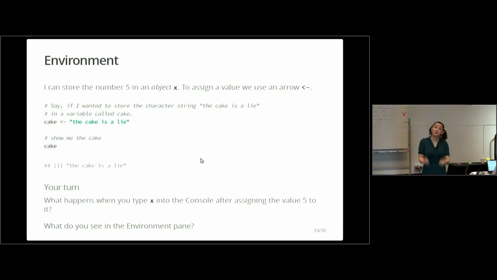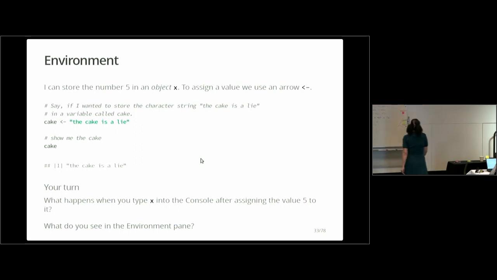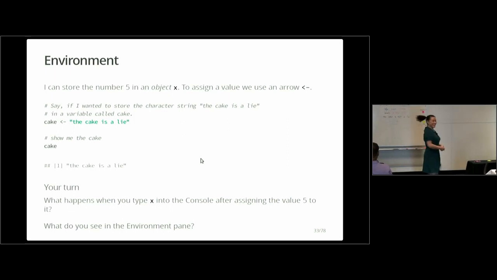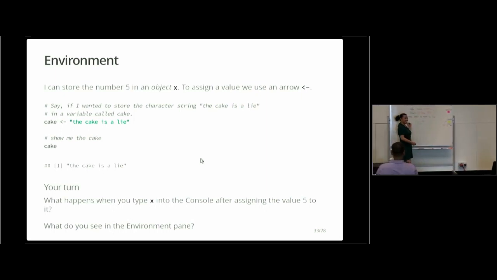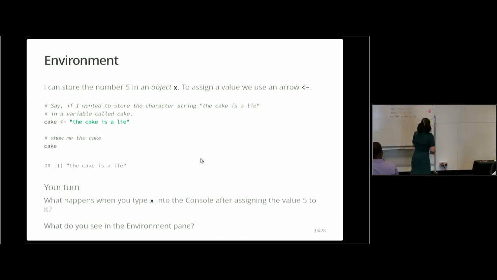And this is where we're going to meet the environment. So if I wanted to store, say, a character string, in quotation marks, "the cake is a lie", in an object called, what did I call it? Cake. Although I have been informed, actually, the cake is not a lie. There will be cake at lunch. But if I wanted to store that, I would use the assign operator. That's this arrow symbol here, made up of a less-than sign and a dash.